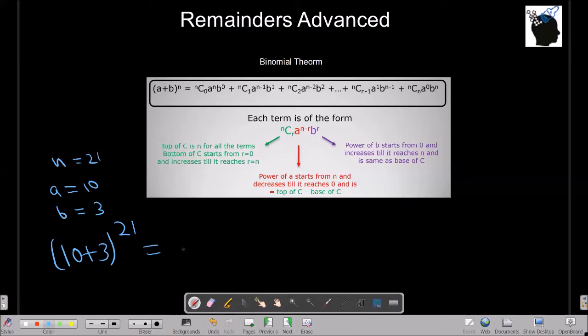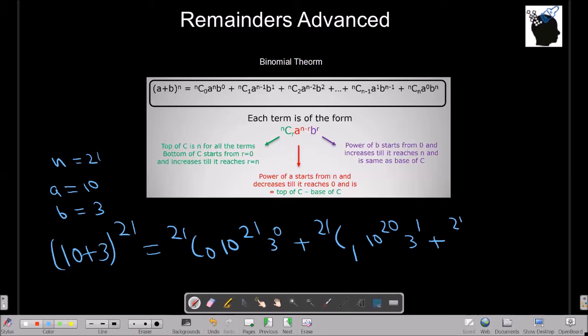So we'll start with the first term, which will be 21C0, a raised to n, so 10 raised to 21, and b raised to 0, so 3 raised to 0. The second term will be 21C, where the bottom of C will start increasing and become 1. The power of 10 will start decreasing, so 10 raised to 20, and the power of 3 will start increasing, so 3 raised to 1.